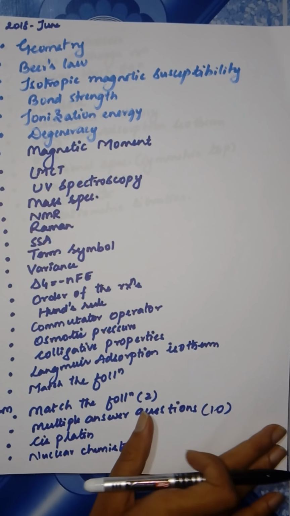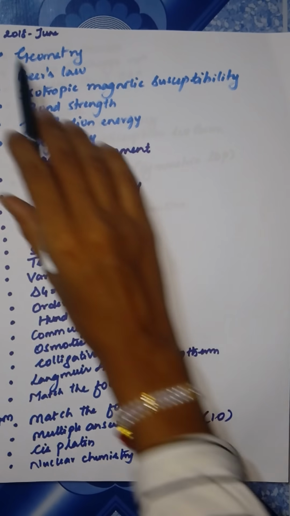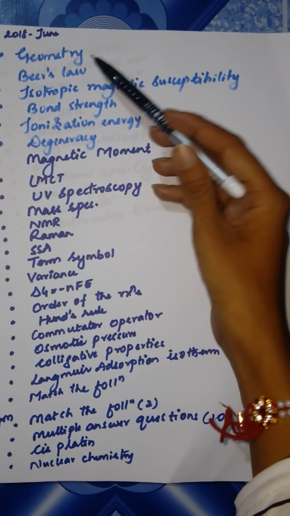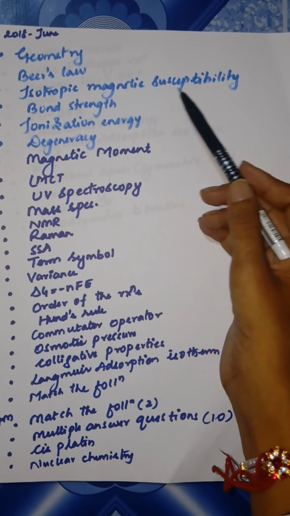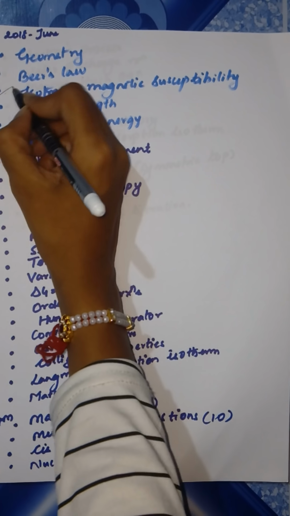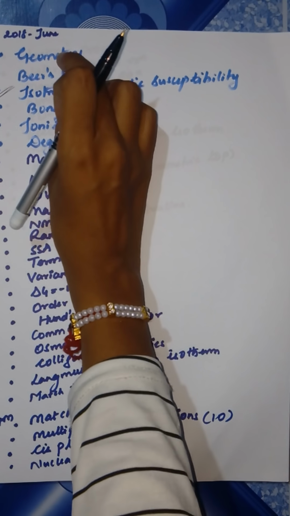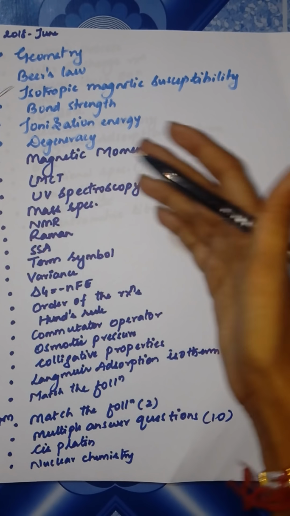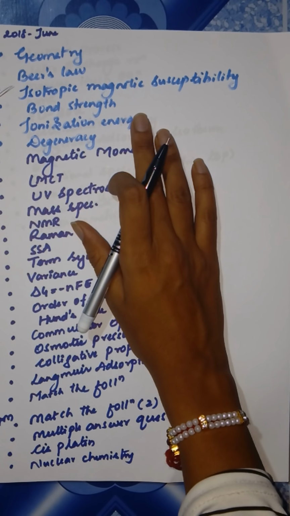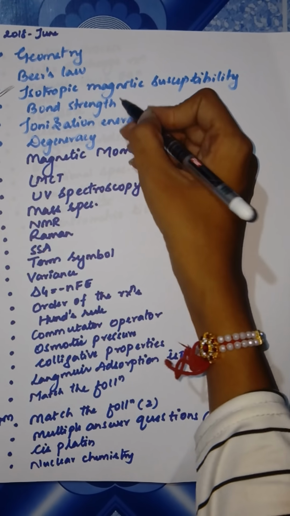Okay, one more paper is there. We'll quickly discuss this question also. 2018 June. Again, geometry, that is VSEPR theory, Beer's law, isotropic magnetic susceptibility. To this concept, because this is the June paper, I can tell you that you have to do every topic. Okay, there is a chance that, same like 2017, you get around 30 to 40 marks from this particular paper also. So do this topic, isotropic magnetic susceptibility, bond strength.